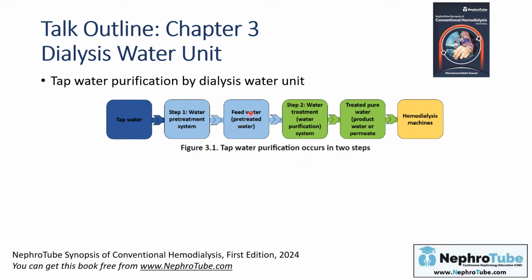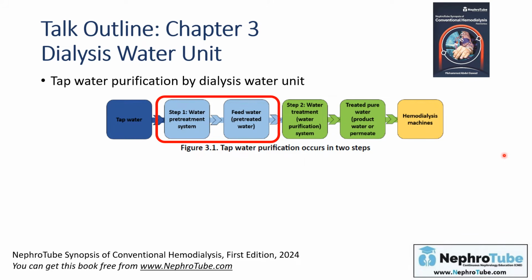Then the feed water, or the pre-treated water, will go through the second step, which is called the water treatment unit, water treatment system, or water purification system. This forms what is called treated pure water, product water, or also permeate. And this pure water will join the hemodialysis machine to form the final dialysate that will be used in dialysis.